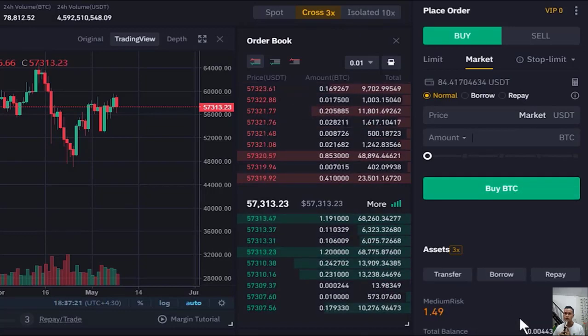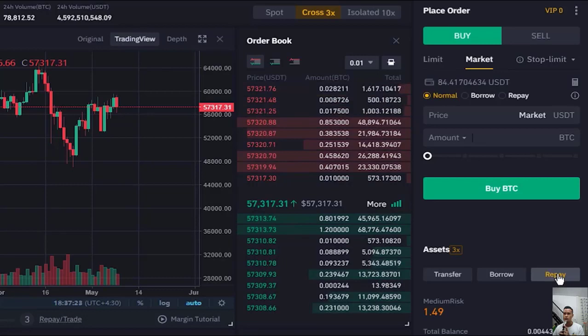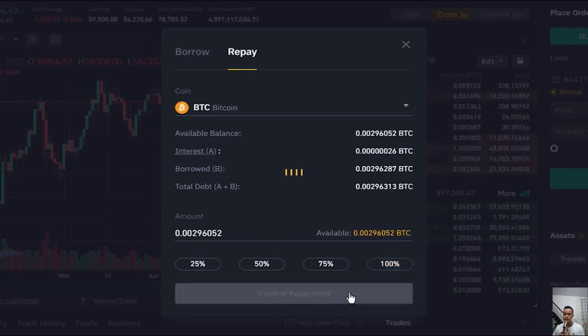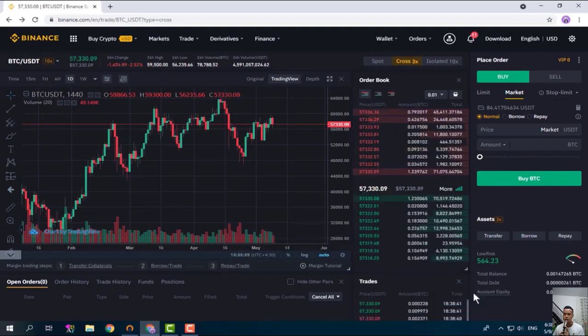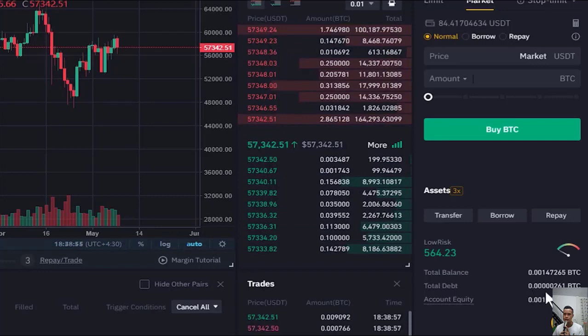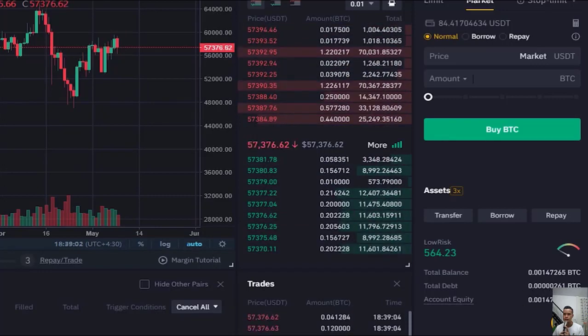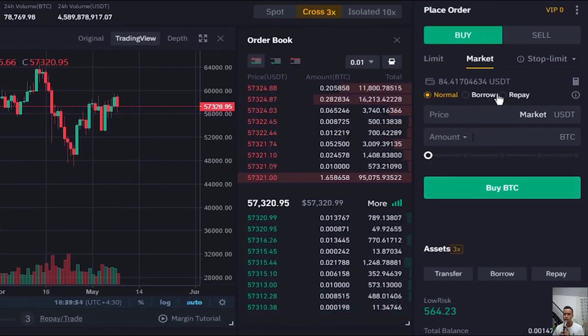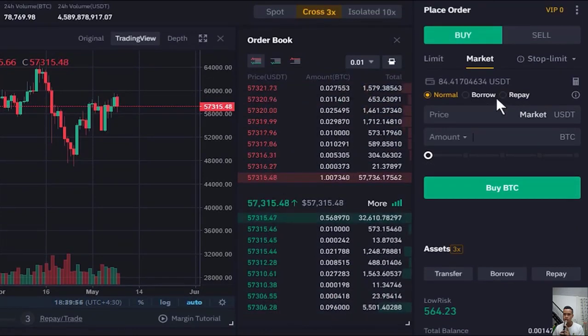And now we can repay our debt. We click on repay. This is our available BTC. I select 100% because I want to repay all the debt, and I click on confirm repayment and the request is approved. And now here you see that we have a very small amount of debt, less than $1, which doesn't put our account in danger.